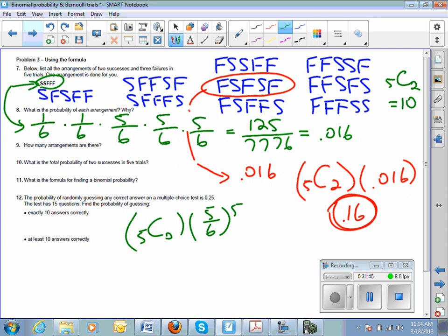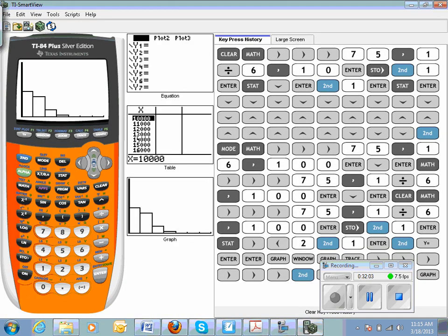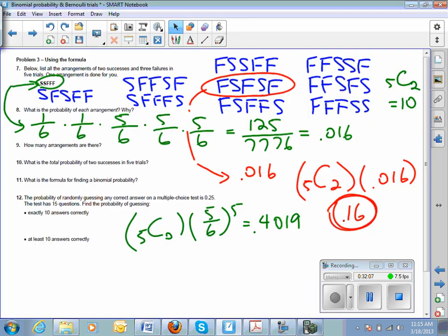What did you get? I got 0.418 or 0.419. All right, so that's the theoretical probability of having 0 successes. 0.4019. That's my bad. Okay, 0.4019, and now let's come back and, whoops, I'm on the wrong page.